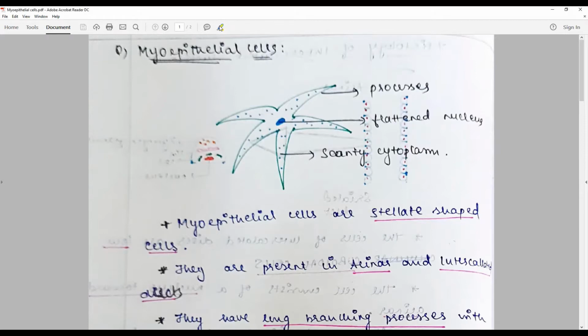And the question that we are going to discuss is myoepithelial cells, a very important short note from the exam point of view.